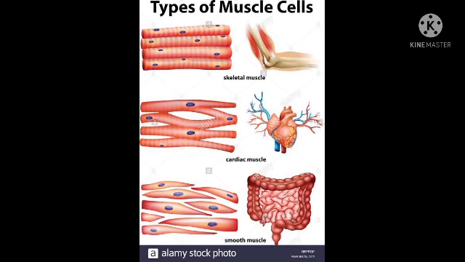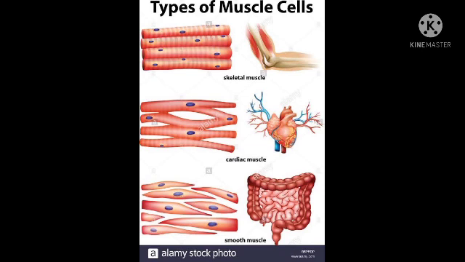This muscular tissue is classified into 3 types. They are voluntary muscles, involuntary muscles and cardiac muscles. Voluntary muscle is also called as skeletal muscles. Involuntary muscles are also known as smooth muscle, and another muscle is cardiac muscle. We are going to see each of these muscles' structure and its function in detail. First, we are going to see about voluntary muscle.